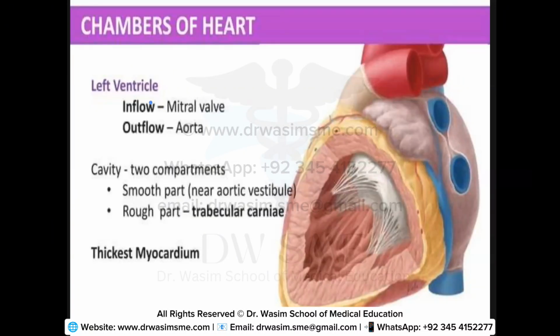Then we have the left ventricle. The inflow is by means of the mitral valve, and the outflow is going to be through the aorta. Again, it is divided into 2 compartments, the smooth and the rough part. The rough part has the trabeculae carneae. Again, as you can appreciate, here we have the papillary muscles. Then we have the chordae tendineae, which are attaching these cusps to these areas so that there can be a coordinated movement. There is an important thing that the thickest myocardium is of the left ventricle. So that is an important thing.